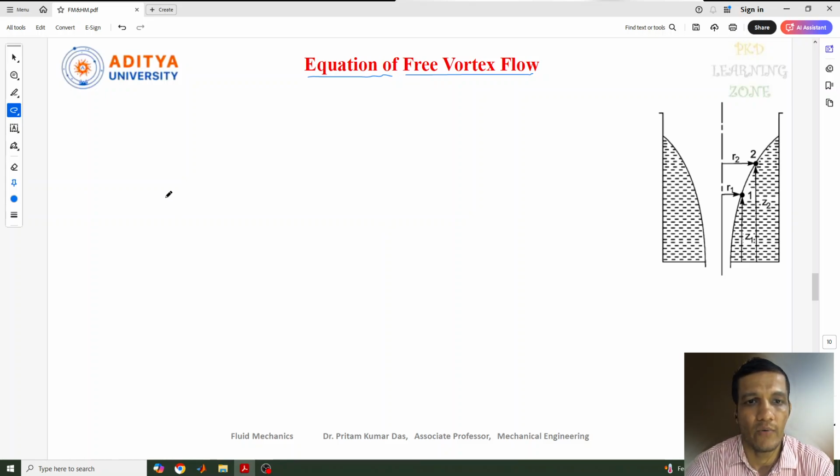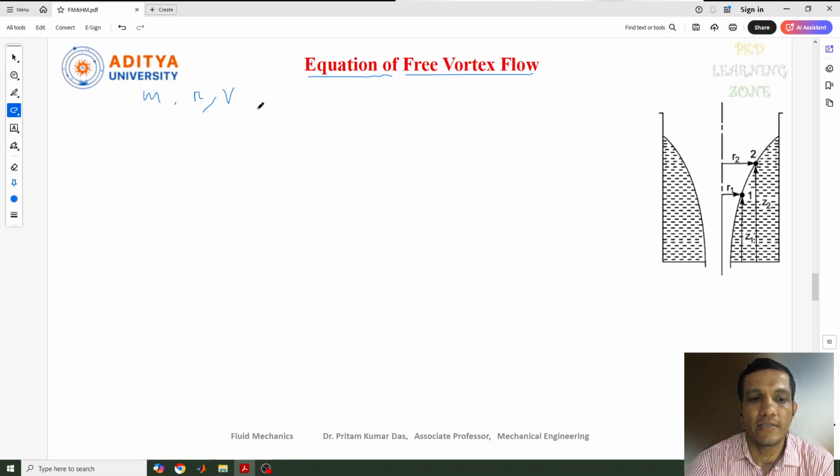So if you remember, during this free vortex flow, I considered a fluid particle of mass m present at a radial distance of r from the axis of rotation. Suppose this is the axis of rotation, this is the fluid particle, and suppose this is a sink basin and the water is coming from here, and some vortex formation happens, naturally or freely. So the mass of the fluid element is m, situated at a distance r from the axis of rotation, having a tangential velocity v.